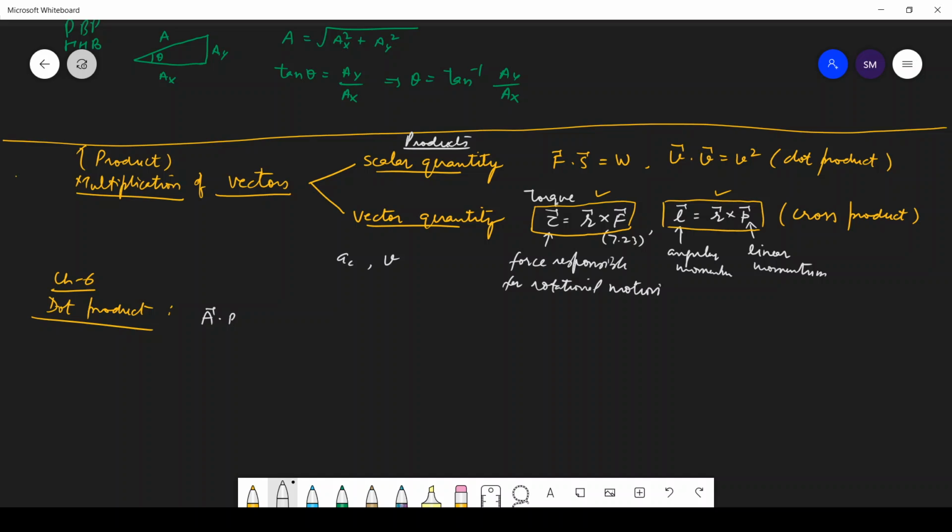If you have two vectors, a dot b, the resultant is written as magnitude of a into magnitude of b into cos theta. We know that the commutative law is applicable for the dot product: a dot b is equal to b dot a. And the third thing is the distributive law: a dot (b plus c) is equal to a dot b plus a dot c.